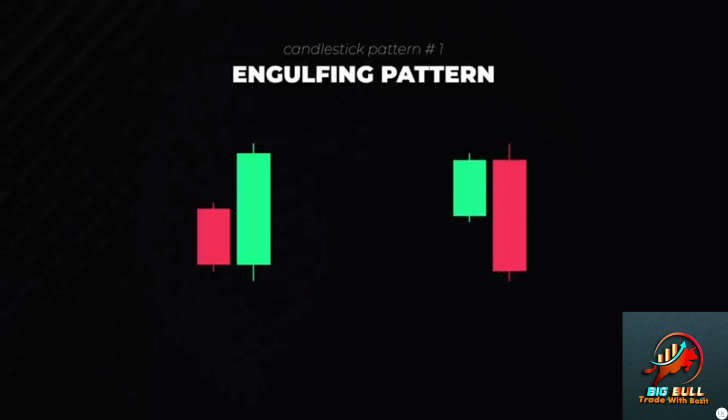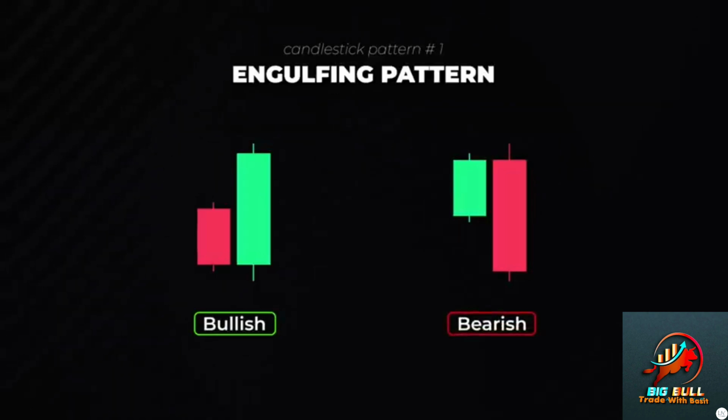There are 2 types of engulfing patterns. Bullish engulfing pattern, which is when the smaller candle is red and the larger candle is green. And bearish engulfing pattern, which is when the smaller candle is green and the larger candle is red.